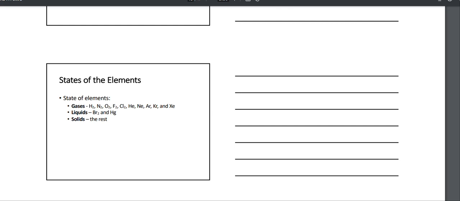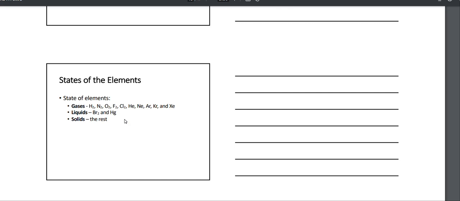Liquid: bromine and mercury exist in a liquid form. Everything else is found in a solid formation. Okay, so mercury is really an exception, because even though it is a metal, it exists in a liquid form.